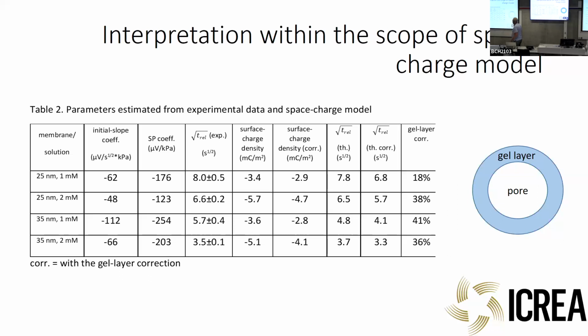Now, just some numbers. The surface charge densities we obtain from fitting are also, in my opinion, quite reasonable. Not really hundreds of millicoulombs per square meter. So that's why I am surprised when I see this kind of numbers. So typical values, I think, are around 10 millicoulombs per square meter. And well, okay, I still have a couple of minutes.